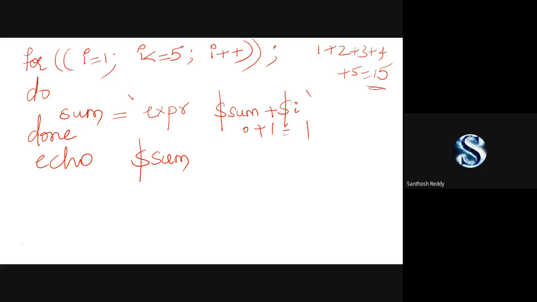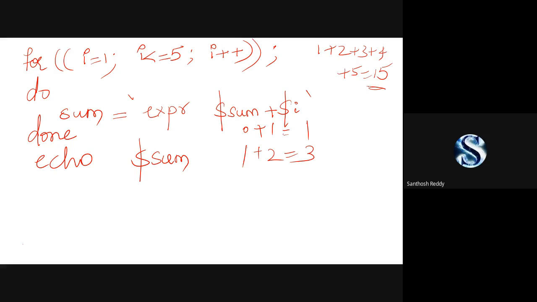1. Now, second. Now, I is equal to what is the value? 2. 2 is less than 5. True or false? True. It will enter into the loop. Now, what is the dollar sum value? 1. Okay, 1. Now, what is the dollar I value? 2. 2 is equal to 3.